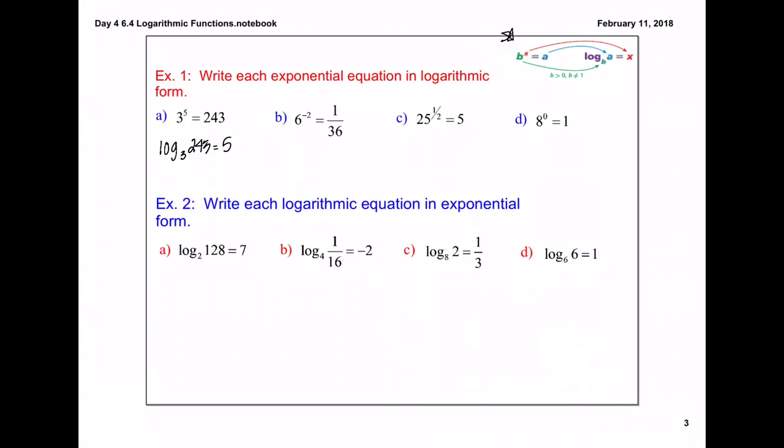When we rewrite example B, we say log with a base 6 of 1 over 36 is equal to negative 2. Example C, we can rewrite 25 to the 1/2 power equals 5 by saying log with a base of 25 of 5 is equal to 1/2. And we can rewrite D, 8 to the 0 power equals 1 as log with a base 8 of 1 equals 0.